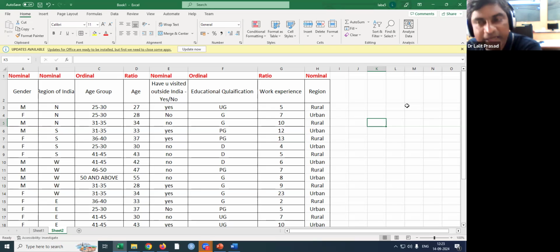So if it is nominal, you can find out counting, percentage, mode. Ordinal, you can find these too. On top of that, what can we find? Median, percentile, decile, quartile, all these things. Ratio, all mathematical operations. Nominal again same, ordinal again same, ratio, all mathematical operations.